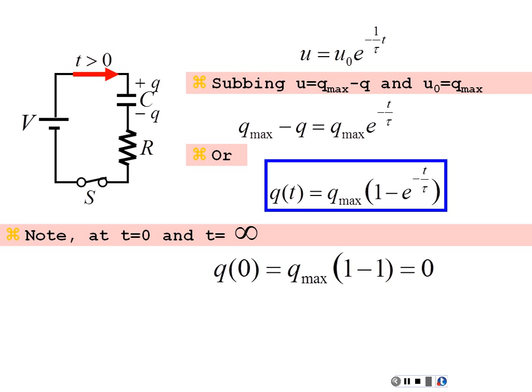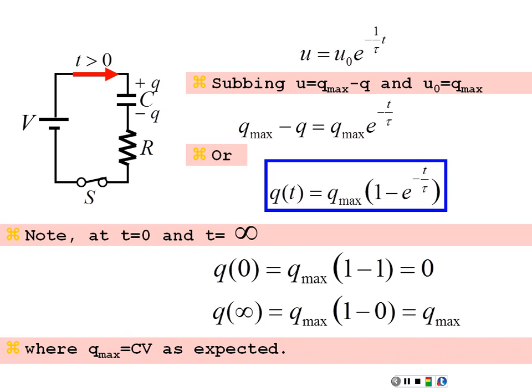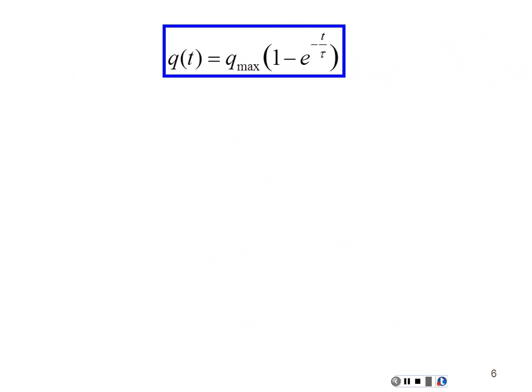Makes sense. When the switch has been closed a long time, t will be equal to infinity. E to the negative infinity is 0. The exponential function asymptotically approaches 0 as time approaches infinity. So I'll have 1 minus 0 in my parentheses, which is just 1. Q will equal Q max, which makes sense. After I've closed the switch for a long time, the capacitor charges up to its maximum value. So we have our charge as a function of time is equal to our maximum charge, 1 minus e to the negative t over tau.